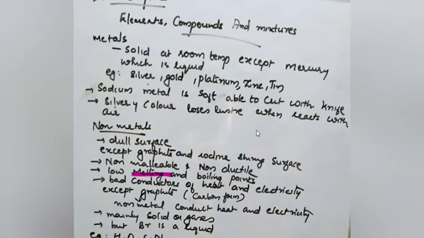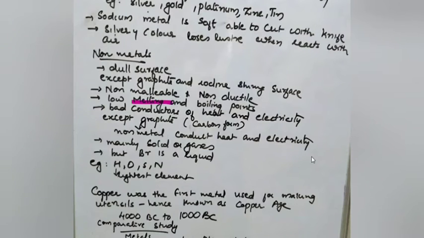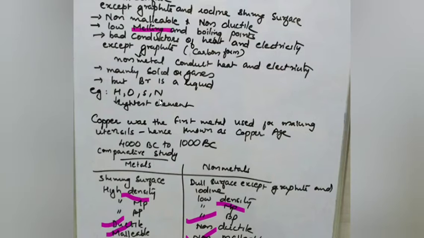So here we learned about two more peculiar characteristics of metals: they are soft and able to be cut, and they appear in the solid and also in the liquid state. Comparison with the non-metals is given here. Non-metals have a dull surface, are non-malleable, non-ductile, have low melting and boiling points, and are bad conductors. These are the characteristics of non-metals. Then about the Copper Age: copper was the first metal used in 4000 BC, hence that age is known as the Copper Age.